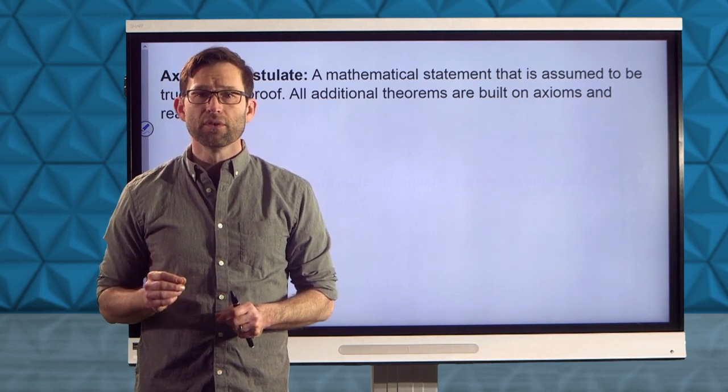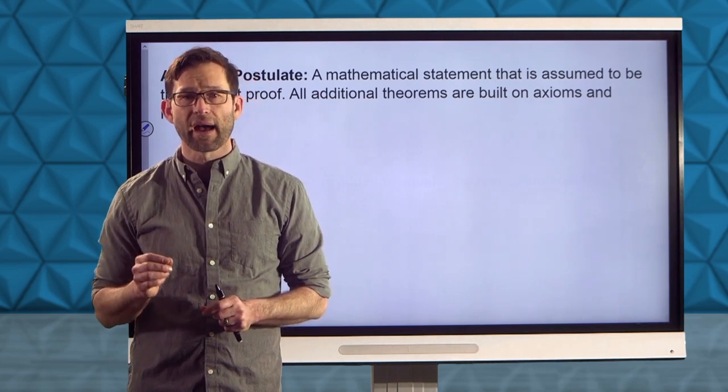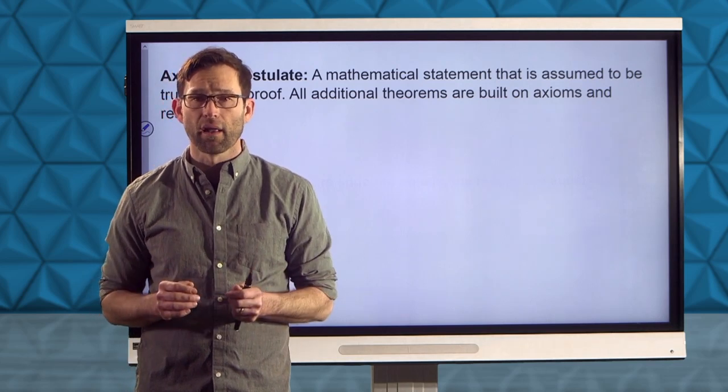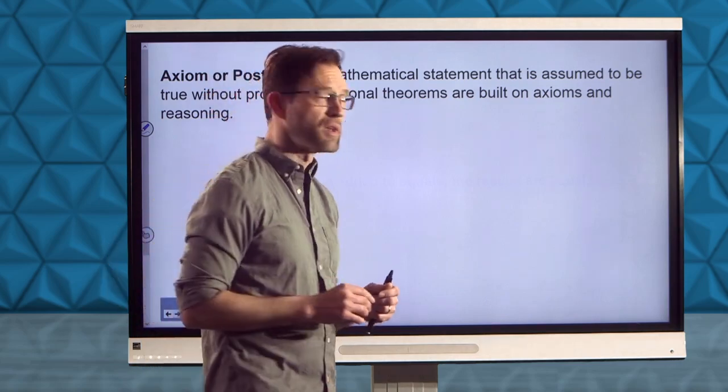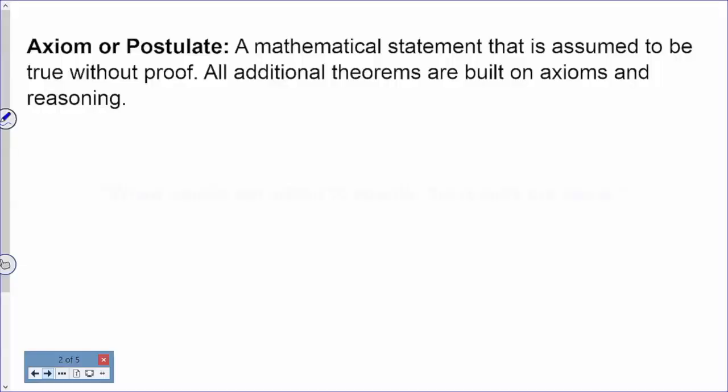And today what we're going to be doing is looking at some axioms and postulates that apply to lines. But first, let me read off the definition of what an axiom or postulate is. Axiom or postulate: a mathematical statement that is assumed to be true without proof. Without proof. All additional theorems are built on axioms and reasoning.